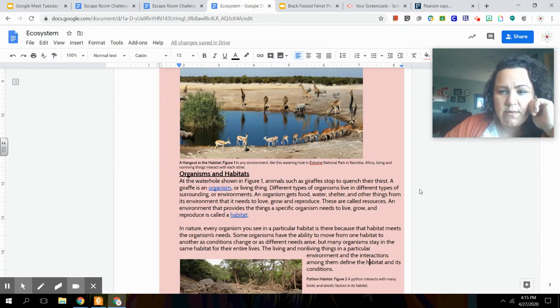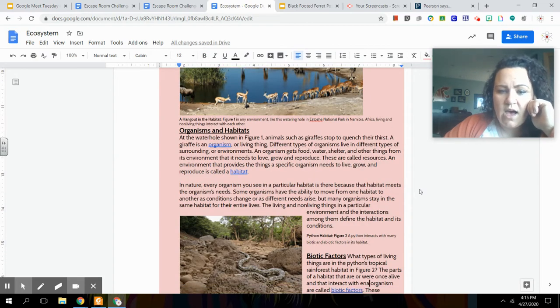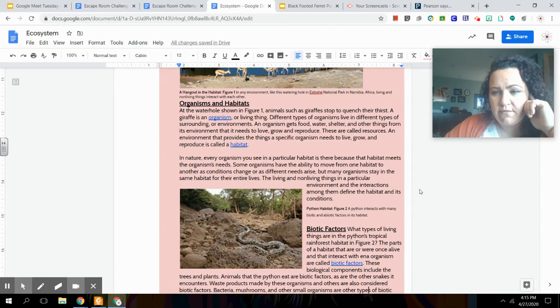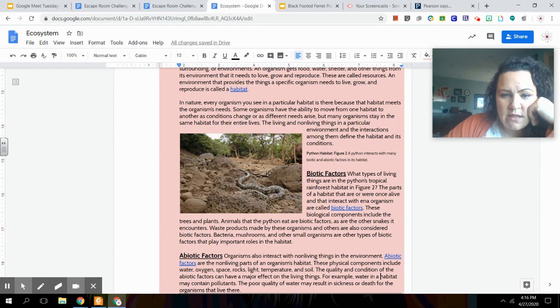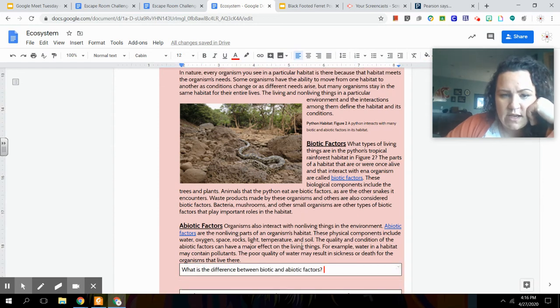The reading is going to talk about organisms and habitats and communities. It's going to talk about biotic factors. You pronounce that biotic, and this is pronounced abiotic. There are biotic factors, which mean things that are living, and there are abiotic factors, which are non-living things. Okay, and then it's going to talk about this Python here in a little bit.